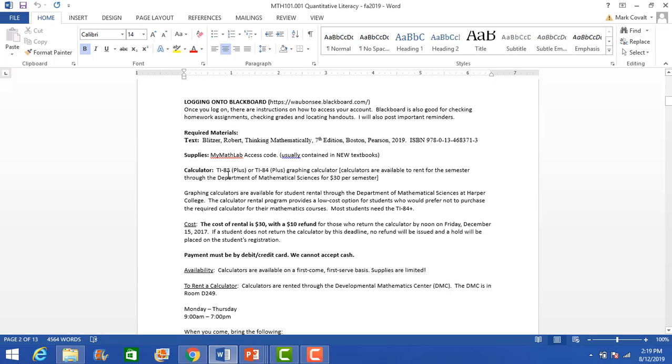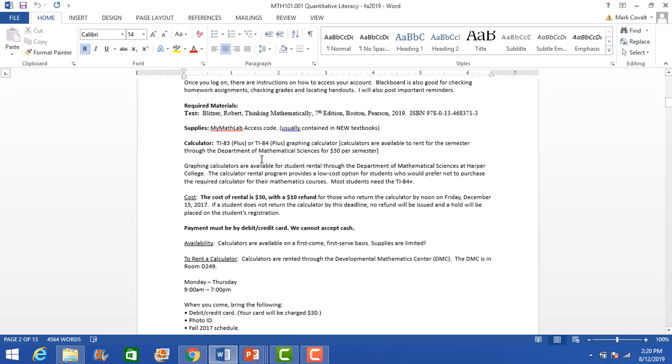Okay, calculator. Here's the calculator that you need. You need a graphing calculator, a TI-83 or a TI-84. You can also rent calculators. So here's information on renting calculators. I think it's a great deal if you want to save money. And if this is the only math course you're going to take, then hey, why spend over $100 on a calculator that you're only going to use for one semester?